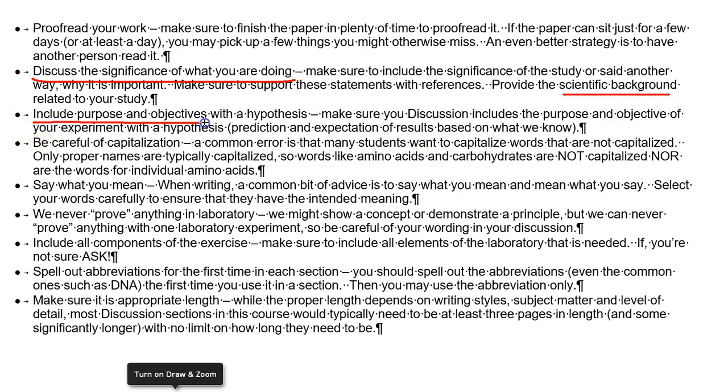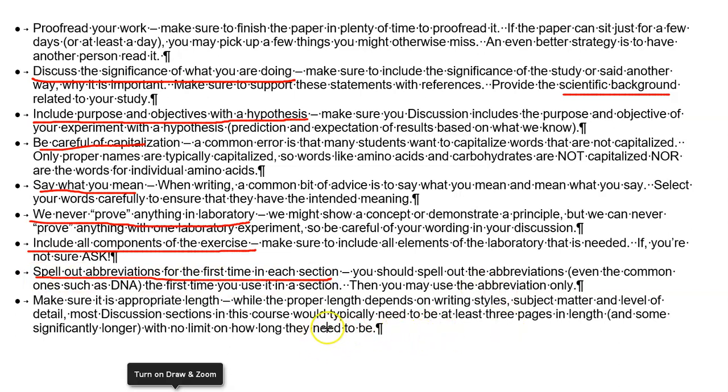You want to have your purposes and objectives with a hypothesis again. Yeah, we did it in an introduction, but you should see the same idea. And was our hypothesis verified with our experiment, or was it not? Again, as we said before, be careful of capitalization. Say what you mean, mean what you say. That idea of we never prove anything in lab, we show and demonstrate it. Again, include all the components of the exercise. It's the same we saw with the other ones. Spell out abbreviations.